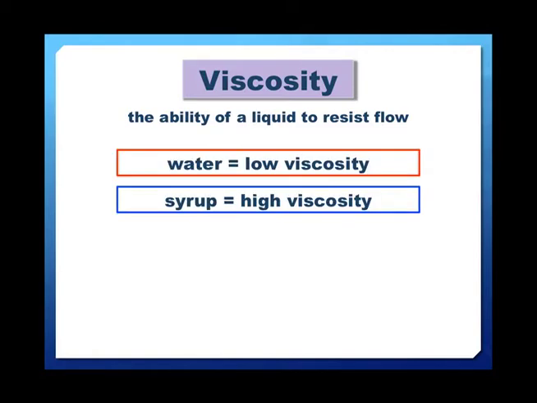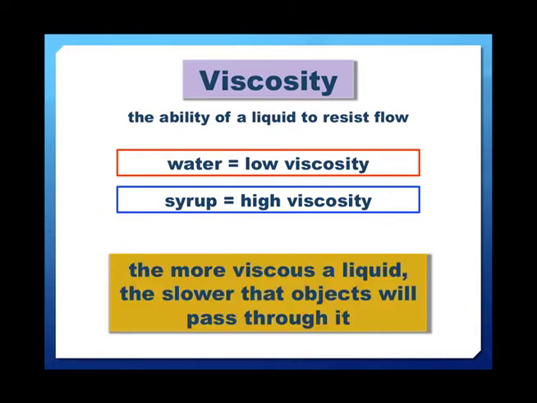Water has a low viscosity because it flows freely, while syrup, honey, and motor oil have a high viscosity because they flow quite slowly. We measure viscosity quantitatively by measuring the rate at which a metal ball falls through a substance. The slower it falls, the more viscous the liquid.